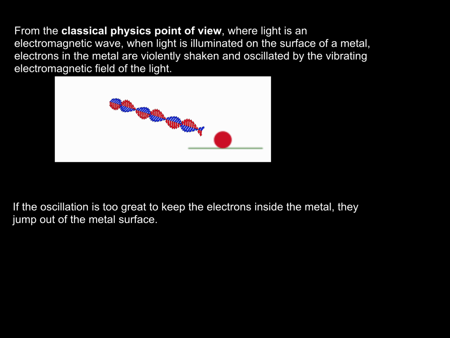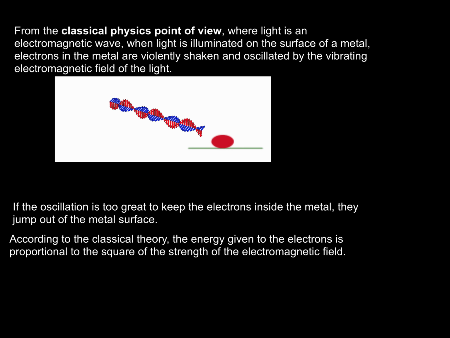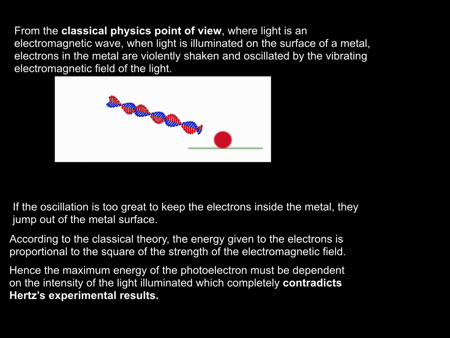If the oscillation was too great to keep the electrons inside the metal, they would jump out of the metal surface, but it couldn't explain any of the other features of the photoelectric effect. According to classical physics, the energy given to the electrons is proportional to the square of the strength of the electromagnetic field. Hence, the maximum energy of the photoelectron must be dependent on the intensity of the light illuminated, which completely contradicts Hertz's experimental results.